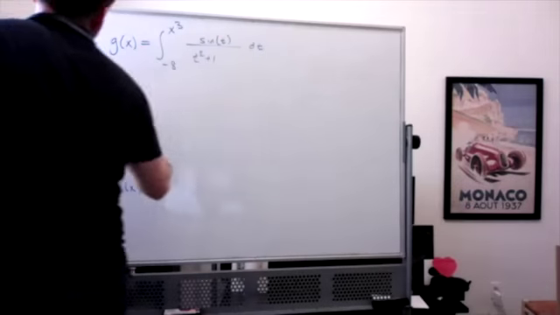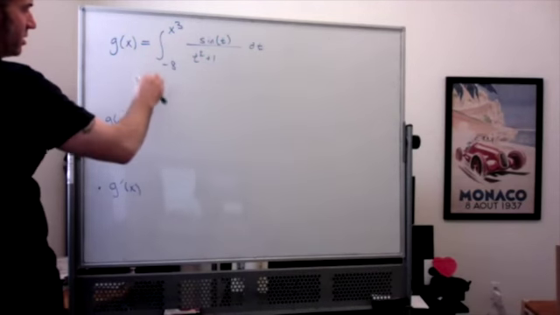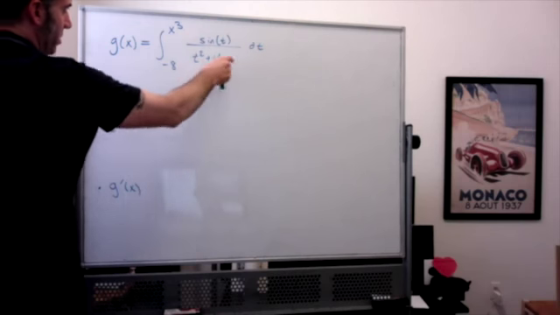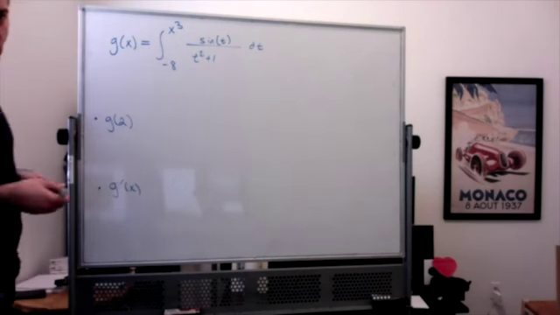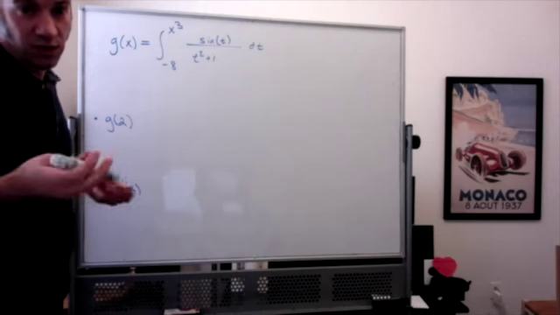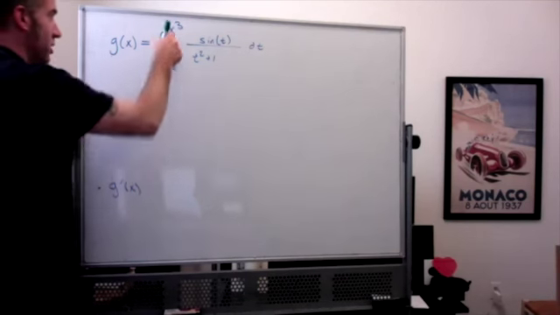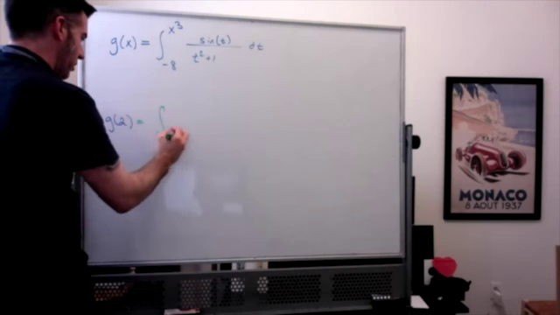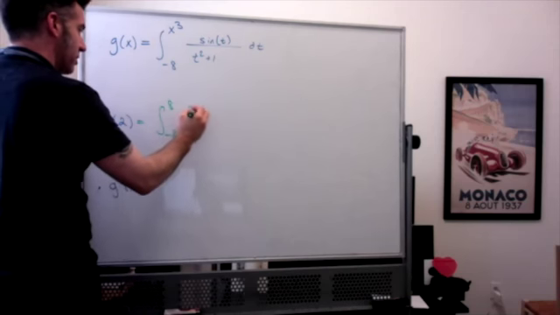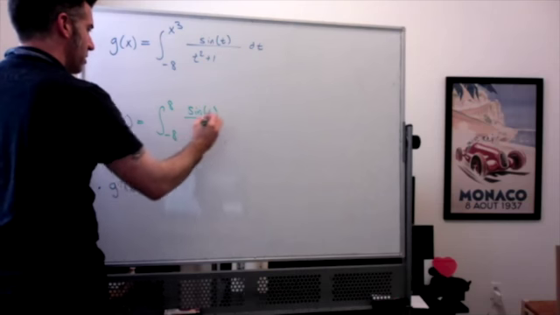We've got g of x equal to the integral from -8 to x cubed of sine of t over t squared plus 1 dt. And the first question is just, what's g of 2? If I was asked this question, I would start by plugging in 2 for x. So g of 2 is going to be the integral from -8 to 8 of sine of t over t squared plus 1 dt.